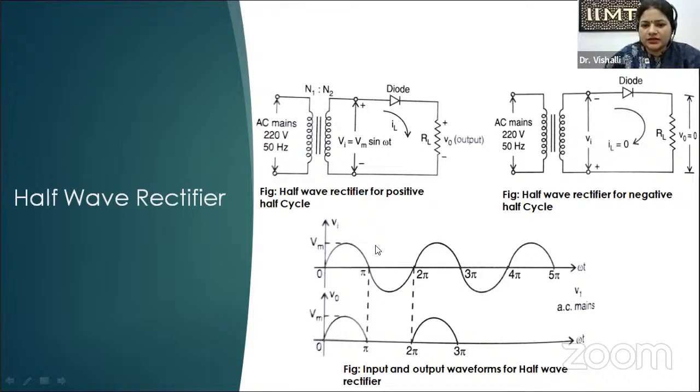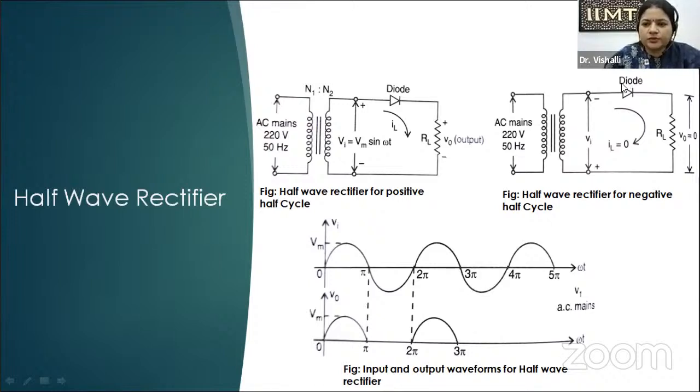So in the next negative half cycle, that is from pi to 2 pi, now the upper end becomes negative and the lower becomes positive, meaning the polarities are now reversed. So by the change in the polarities, we can see P is connected to negative and N is connected to positive. So in this polarity, this diode will become reverse biased.